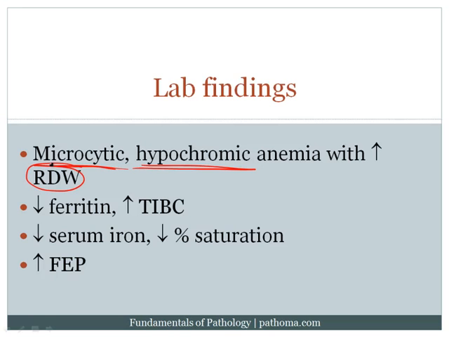So that's important to know. It's classically seen in iron deficiency anemia. Now, patients with iron deficiency anemia, let's think about this for a minute. Their serum ferritin, their iron stores are going to be low, correct? Because they're using up the iron, so the serum ferritin will be down.